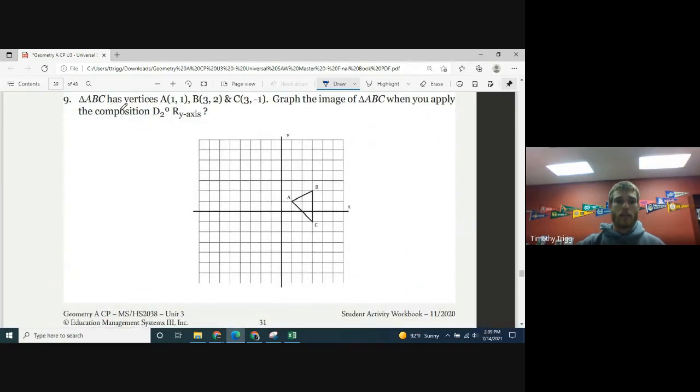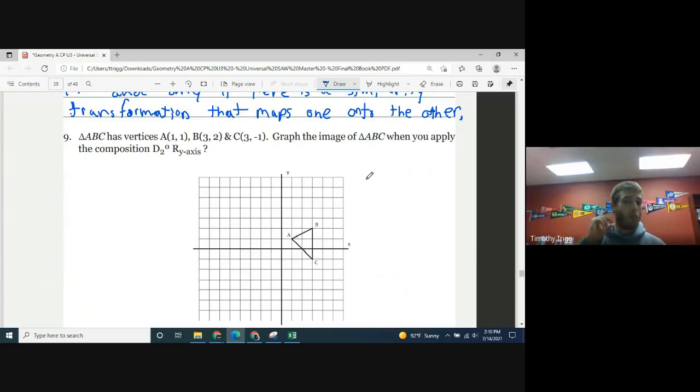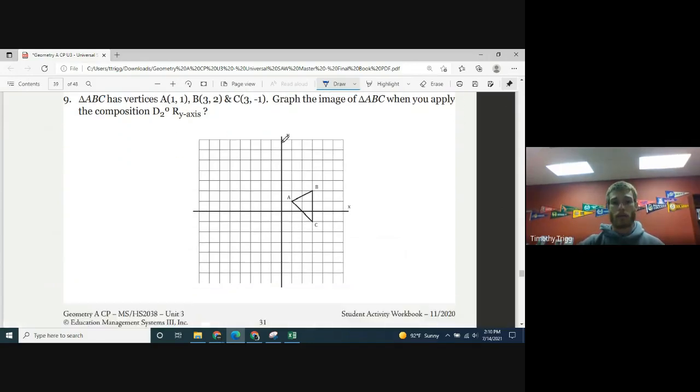Triangle ABC has vertices in these locations. Graph the image of triangle ABC when you apply the composition D2, a dilation with scale factor 2, composed with a reflection across the y-axis. Now, if you remember from unit 1, we actually go from right to left. So we're going to do the right composition first. First, we're going to reflect across the y-axis.